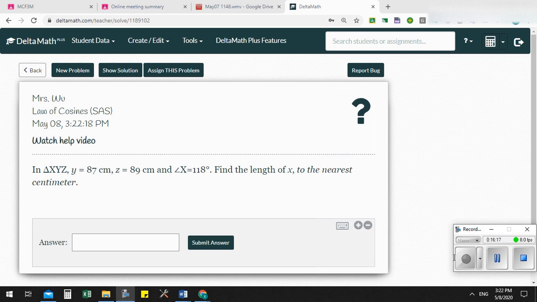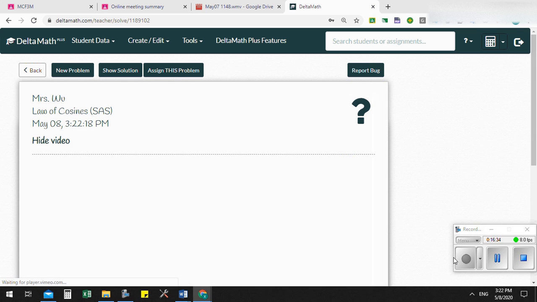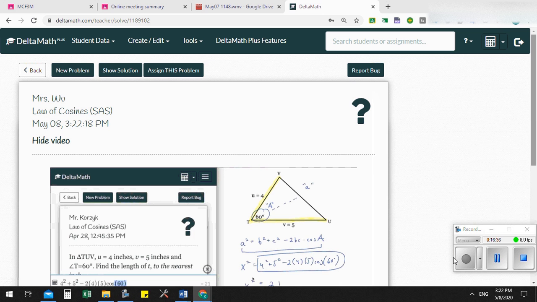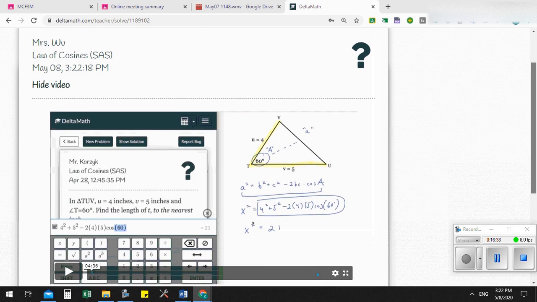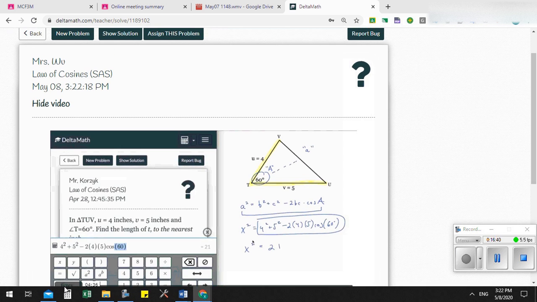I want to show you the assigned work on the determinants. So, law of cosine. This is a side, angle, side given. Here you have a button you can click on, Watch Help Video. It will show you how to solve this question and how to type in your answers.